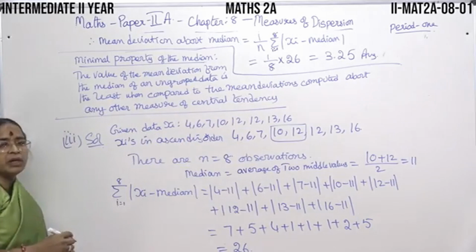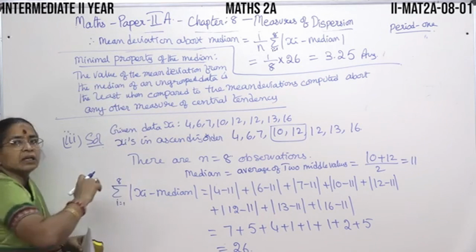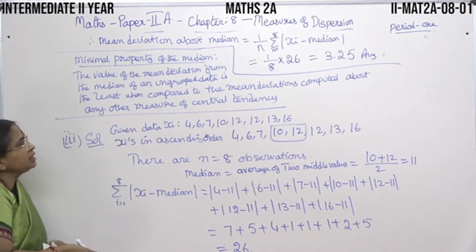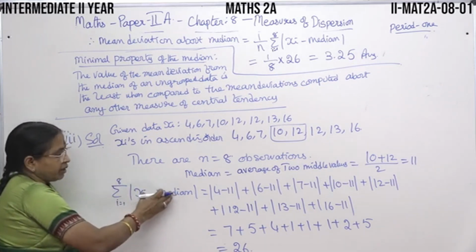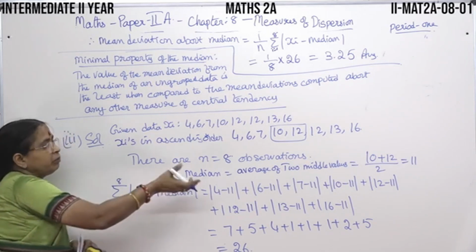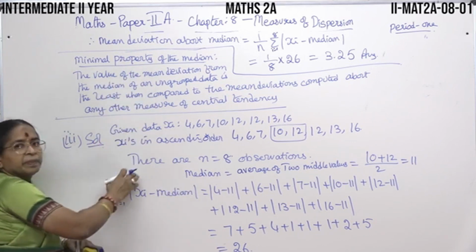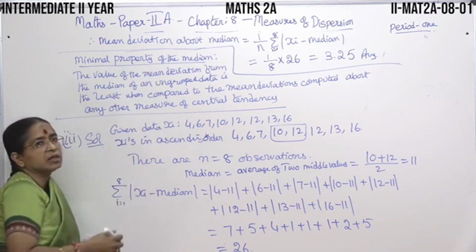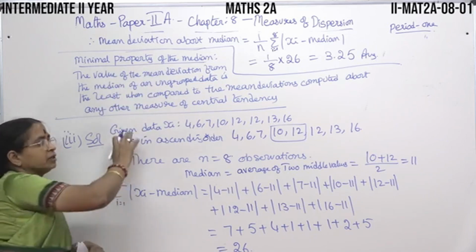Now the next is minimal property of the median. You just learn this definition. When you find the mean deviation from the median for any ungrouped data, that will be the least value. When you take the mean deviation about any other value, like mean deviation about mean or mode, it will be more than the mean deviation about median. So this gives you the exact idea about the given data. So this property of mean deviation about median is called the minimal property of the median.